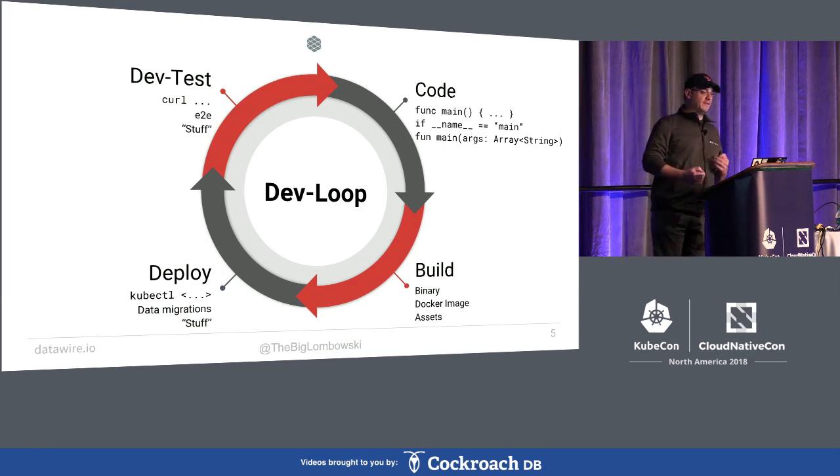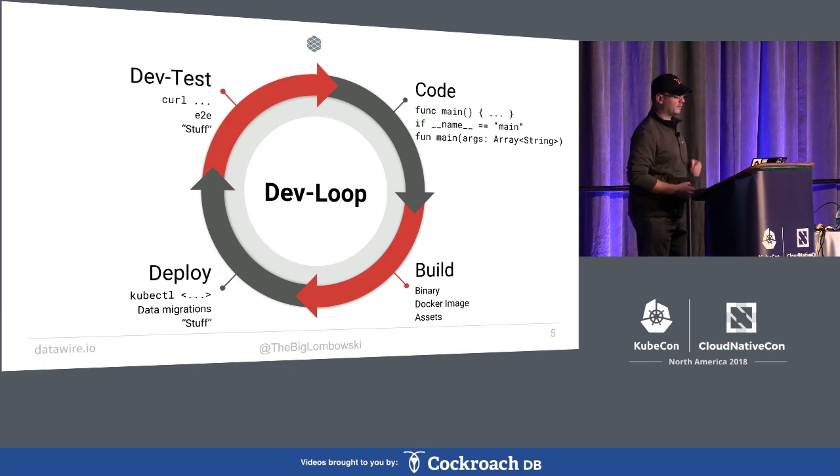Deployment is also that thing we do where we have to get the code running somewhere. It can be a form of kubectl apply. It may be something else. Data migrations are part of deploy. And then there is the mythical stuff that we don't really know what that is, but our company says we have to do it because it's part of the deployment phase. And then dev test, that takes many forms: curl, maybe something formal, maybe something not formal. It's also stuff.